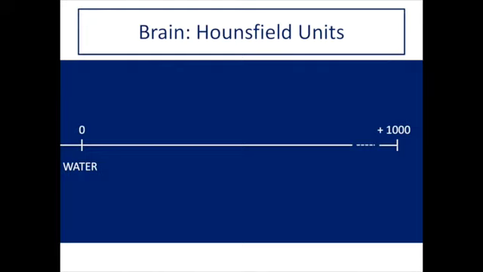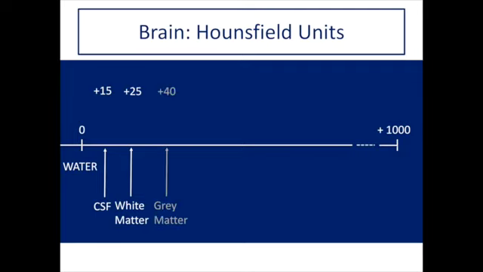The normal densities of these structures is important. CSF is low density. It's mainly water. It measures around 15 Hounsfield units. White matter measures approximately 25 Hounsfield units. Gray matter measures approximately 40 Hounsfield units.